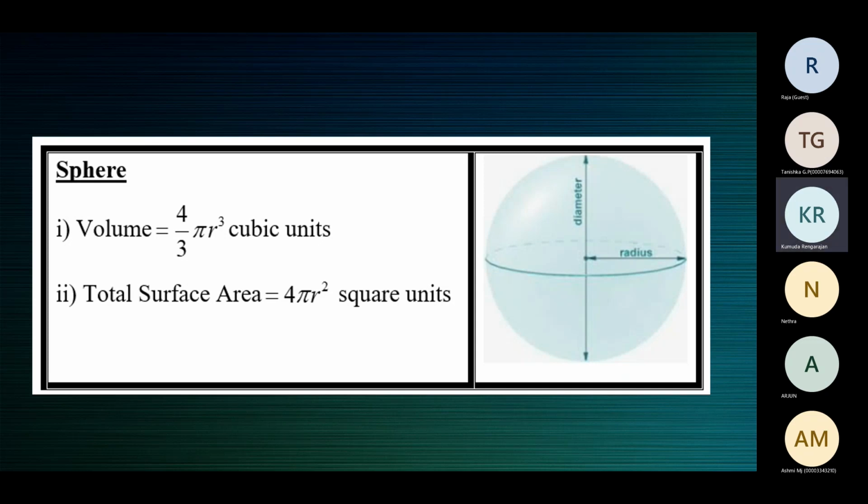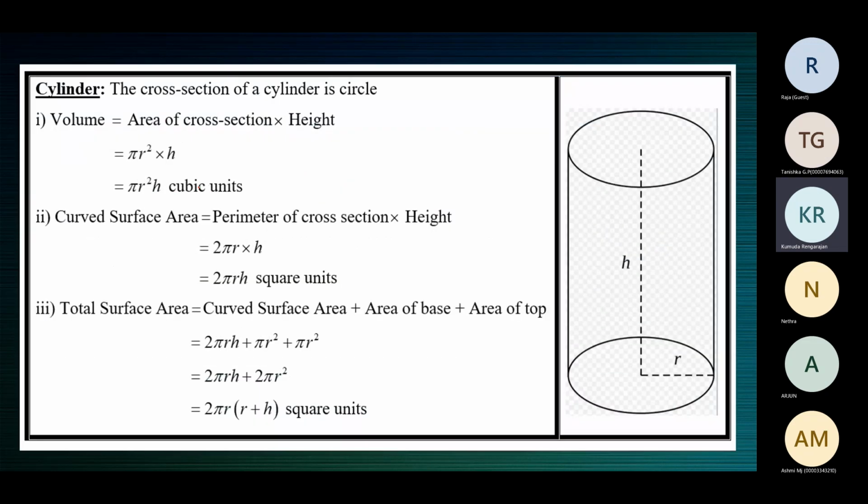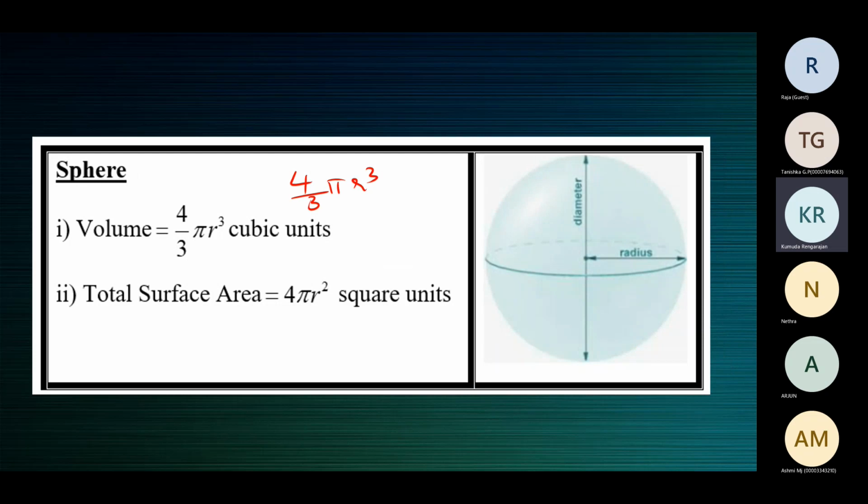Now here h is not there. The volume is only 4 by 3 pi r cubed. Everywhere we had r and h. In the cylinder also we had r and h. But here there's only r. That is because this is the height of the sphere, and this is the radius.